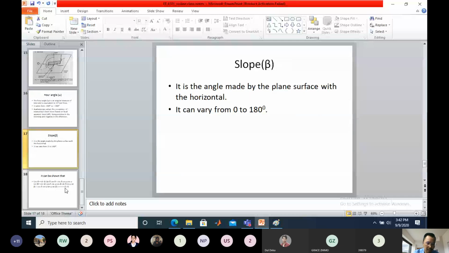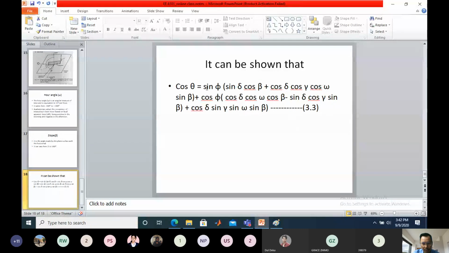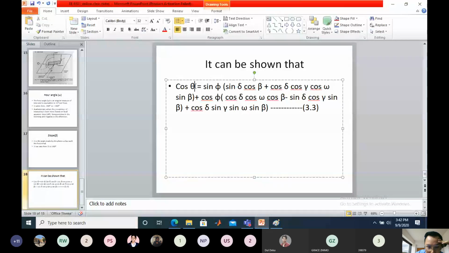There is a relation, some kind of empirical relation, where in order to find this particular equation, you have to do a lot of experiments. Based on the experiments, these equations are developed. It's a very long equation. It was developed by analyzing a lot of practical data. Still, you can prove that this equation is wrong, but it is accepted by researchers and academicians all over the world. For the time being, this equation is used to find out theta, the angle of incidence of the beam radiation. This is a long equation you have to remember.